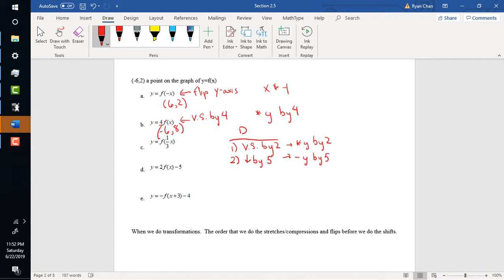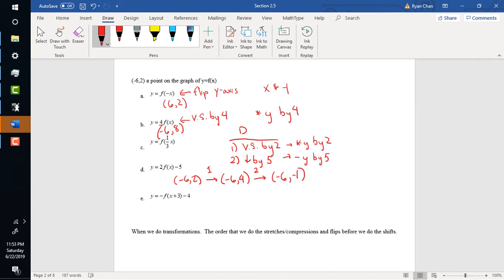Okay? So I'm going to look at this, right? My original point is negative 6 comma 2. According to rule 1, I am multiplying y by 2. This becomes negative 6 comma 4. And then I'm going to go down, so my second transformation, I'm going down by 5. So I'll subtract 5 from y. So this is negative 6 comma negative 1.